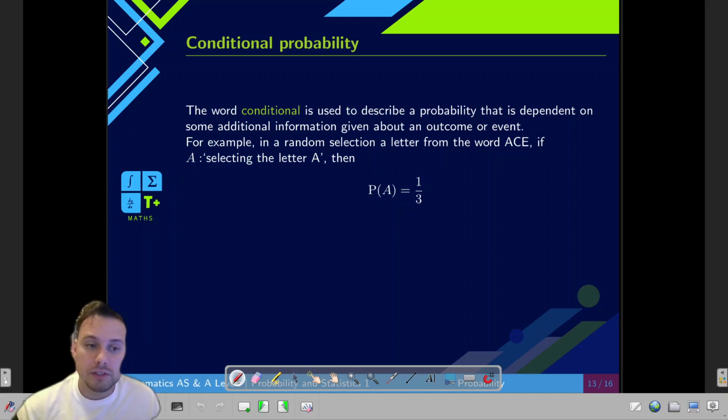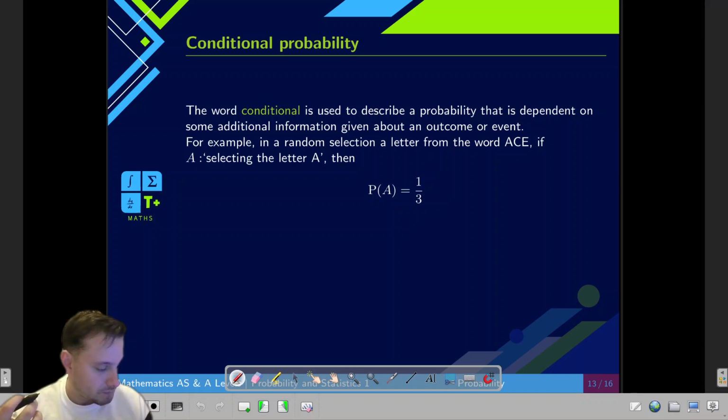Hello and welcome to this last video on probability that we're going to be doing for this particular topic. We're going to focus on conditional probability. And conditional probability is the one that we use when we are talking about an event that is affected by some additional information that we are told that influences our knowledge on the probability.